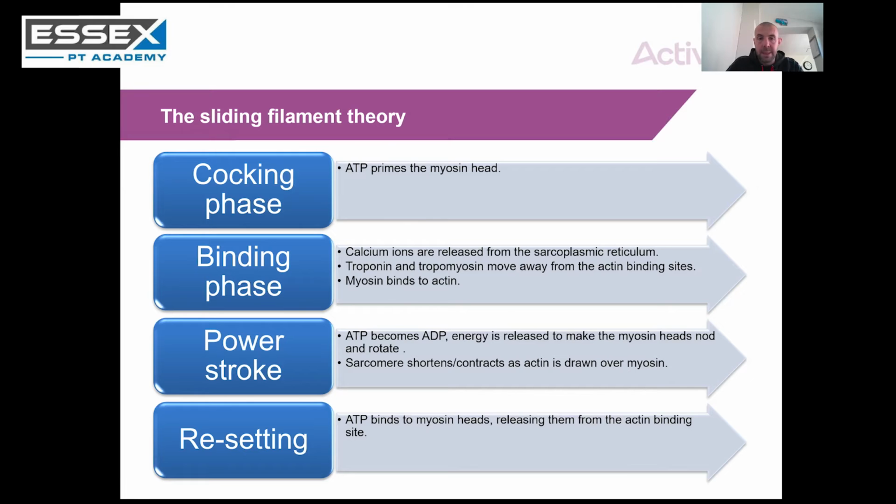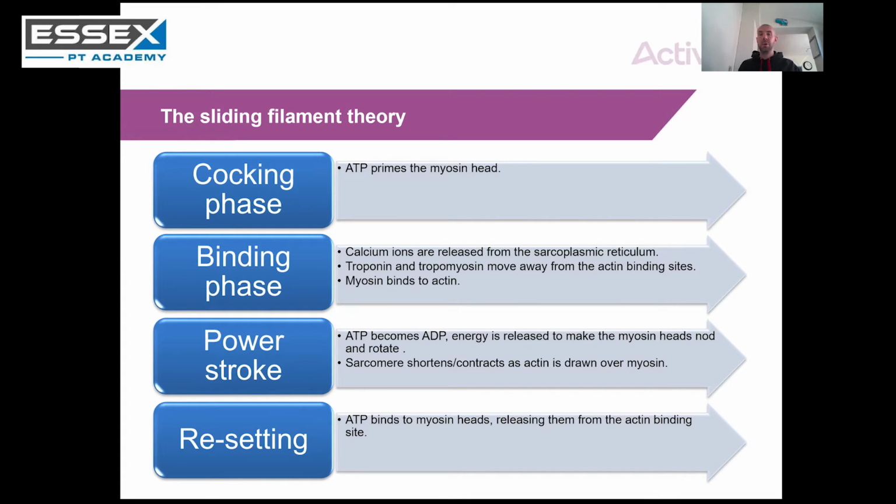The binding phase. So calcium is released, excuse me, in the sarcoplasmic reticulum. Troponin and tropomyosin move away from the actin binding sites, and myosin binds to actin. Okay, again, tricky to show you without the board, but I think there's a diagram on here afterwards. Then the power stroke. Think of this like oars rowing.